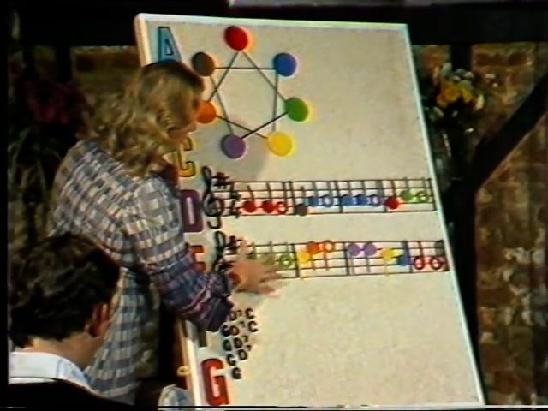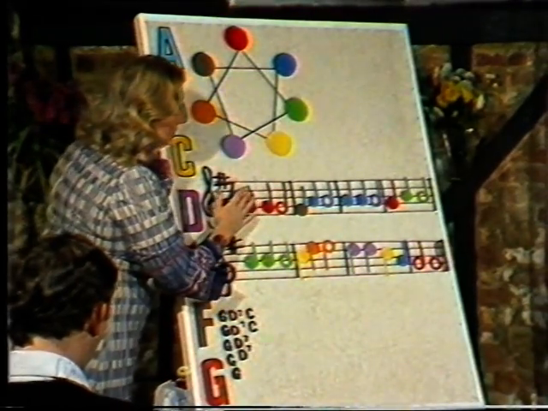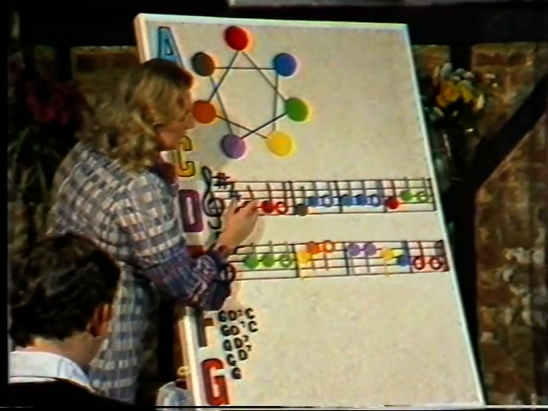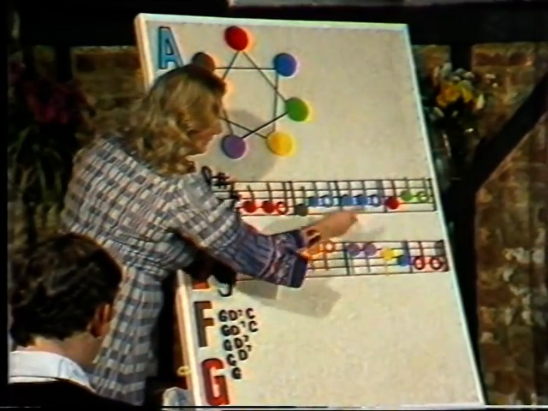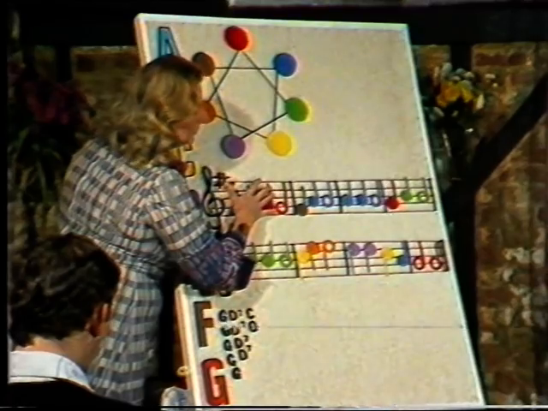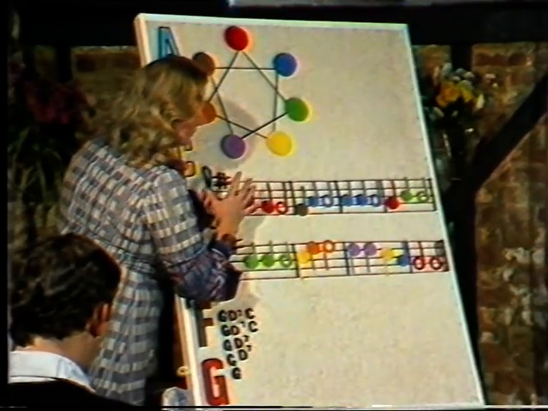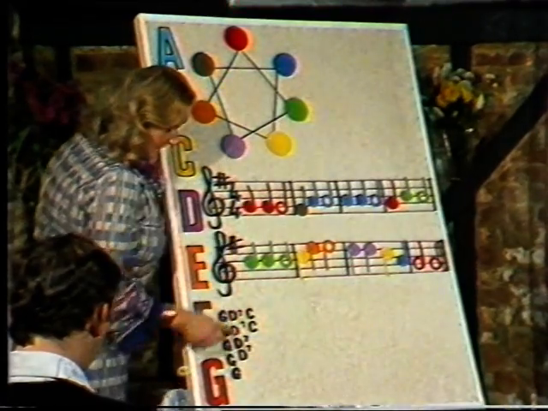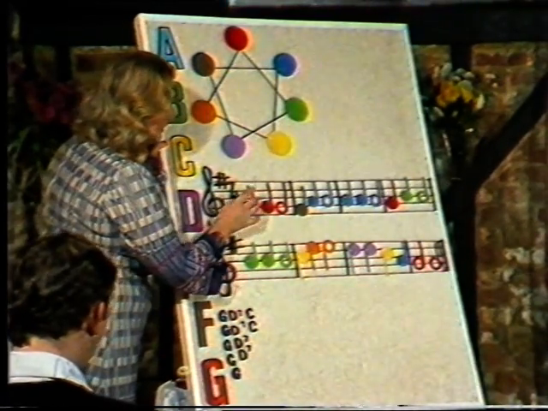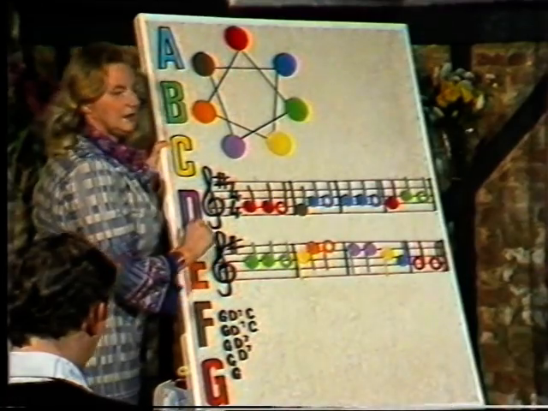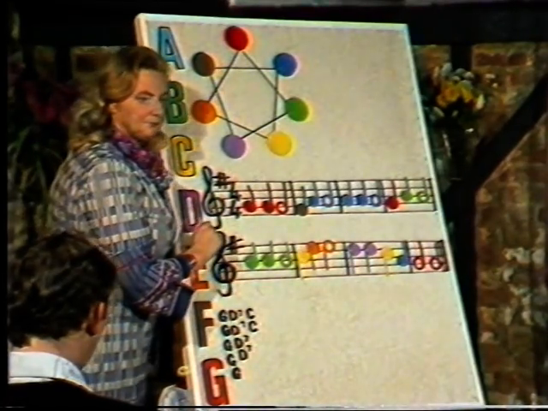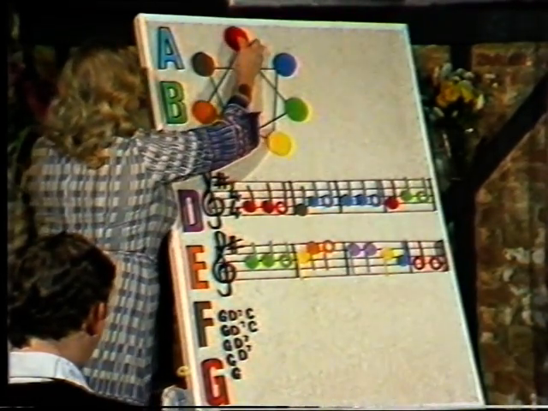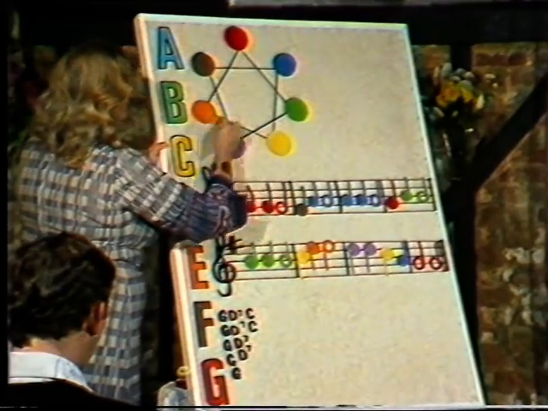Now, how do I know which key this is in? Well, the usual little indication is that the last note, and most probably the first note too, will give you the clue to what key this is in. And as this first note is G, it's a red note, I know that this key is going to be G.